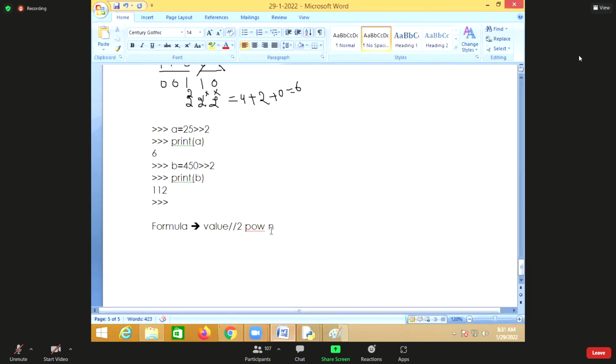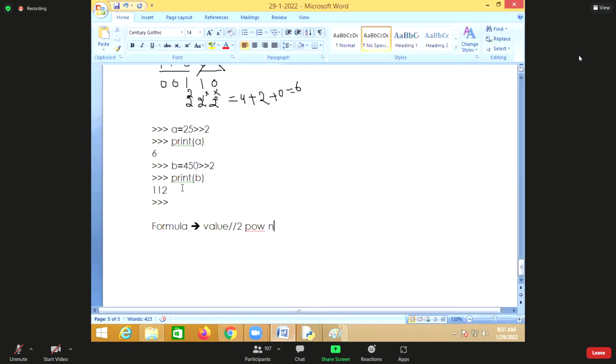2 to the power of 2 is what? 4. 25 divided by 4 is what? 6 point something you'll get. But here I use which operator? Slash slash. Does slash slash get the integer result or not?